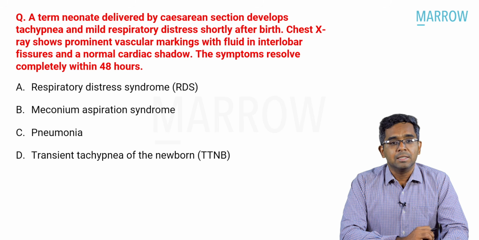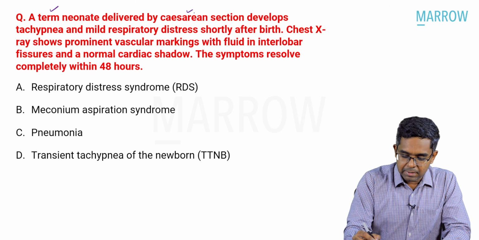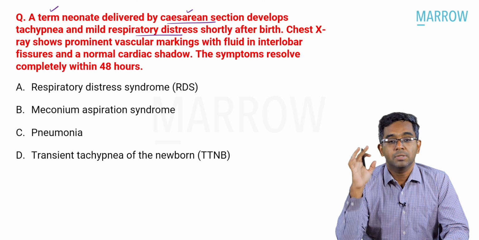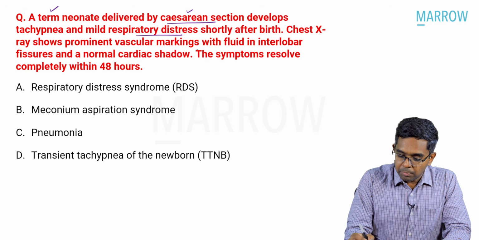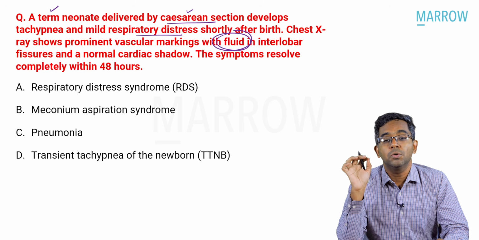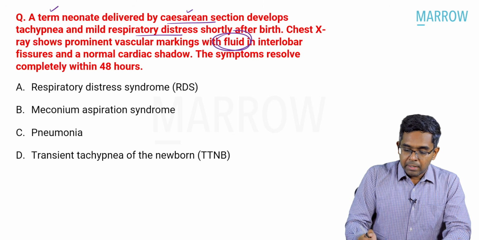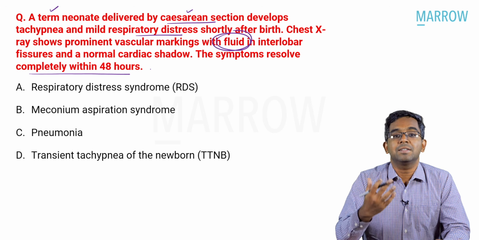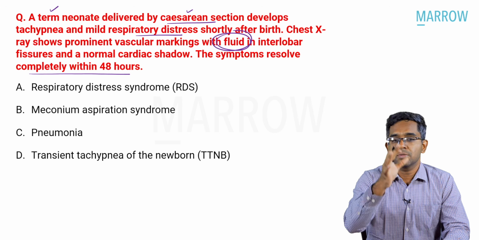See here, there are a few keywords for you to remember. One is a term baby delivered by cesarean section and having respiratory distress. That itself should sound some condition in your mind. Okay. Second is prominent vascular markings with the fluid in the interlobar fissure. There is evidence of fluid inside the lungs. That is the second important clue. Third important clue, symptoms resolve completely within 48 hours, meaning it's a transient condition only. So all these 3 clues are pointing to only one diagnosis out of the 4 options.